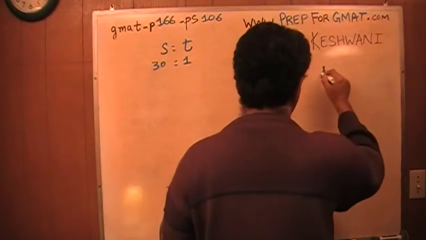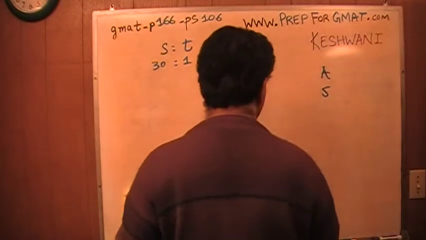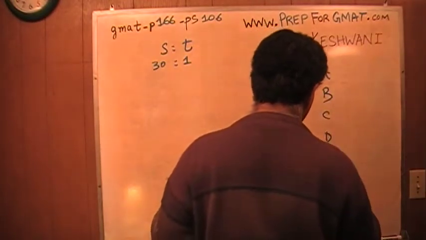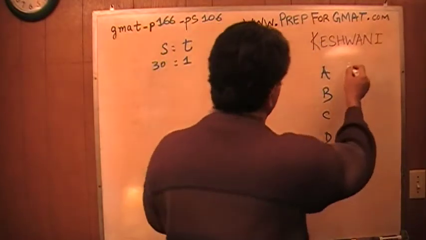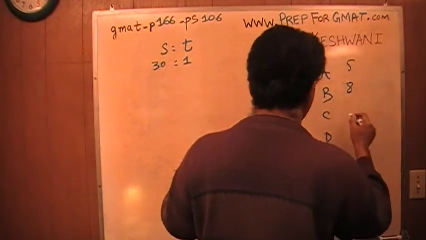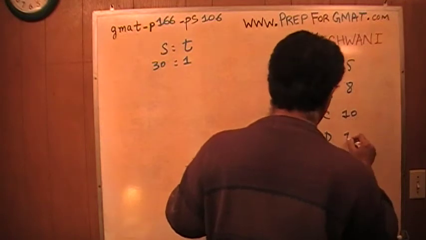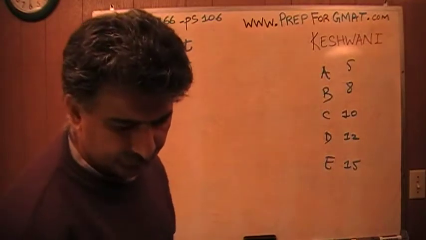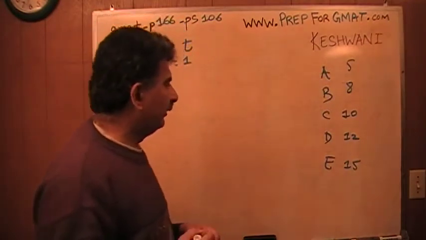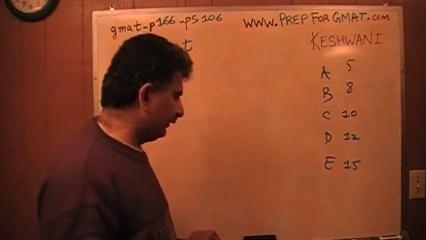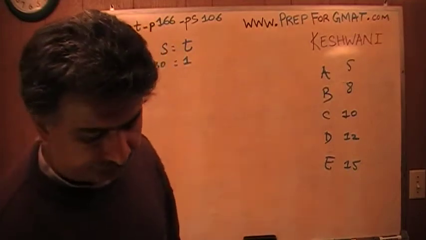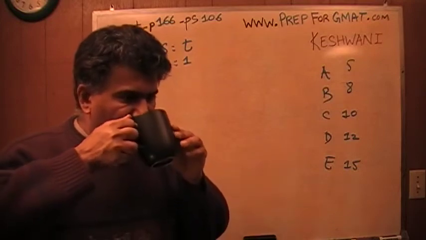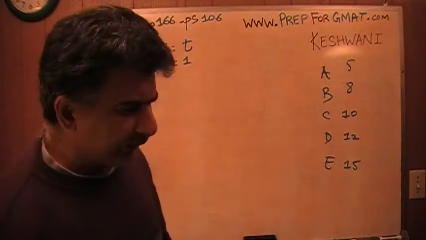And the 5 choices that I'm given here are 5, 8, 10, 12, 15. So here's the logic. Hear me out, see if it makes any sense to you, and see if you like it. If not, then the only other alternative is the algebra. The logic is very simple.